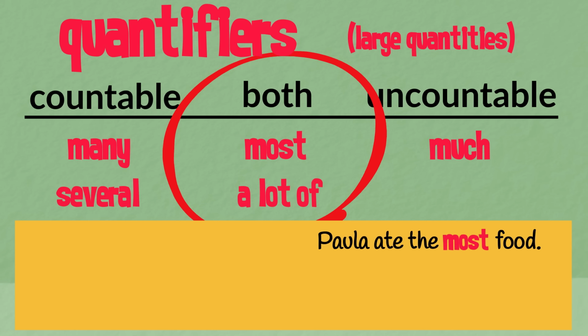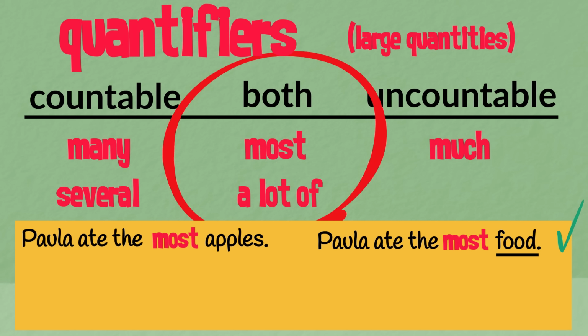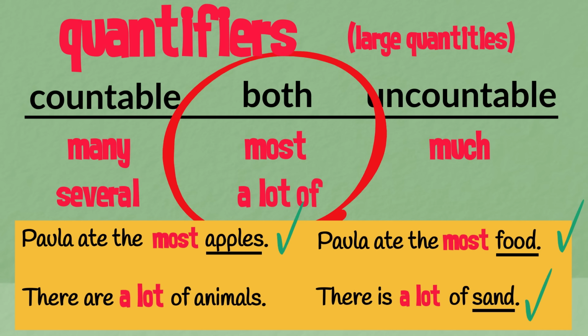Paula ate the most food. Paula ate the most apples. There is a lot of sand. There are a lot of animals.